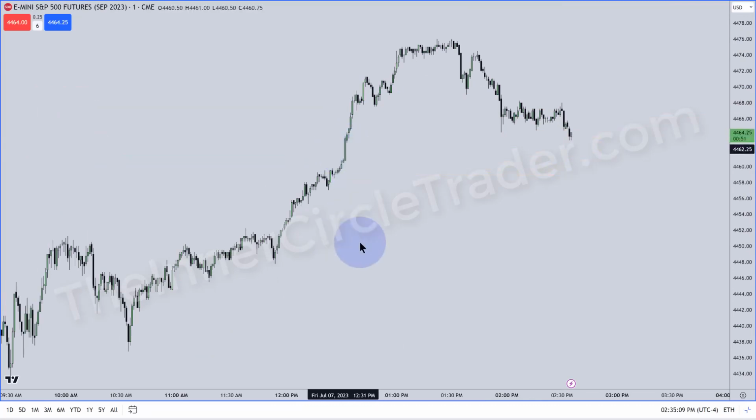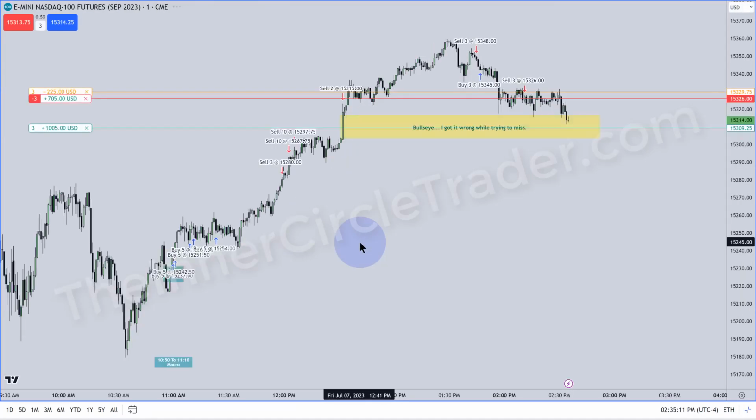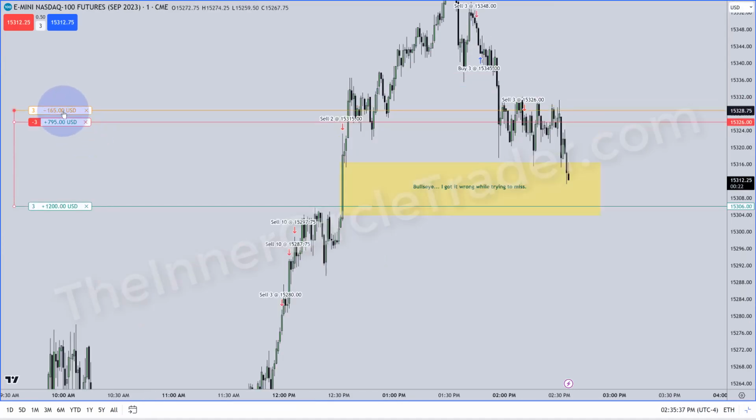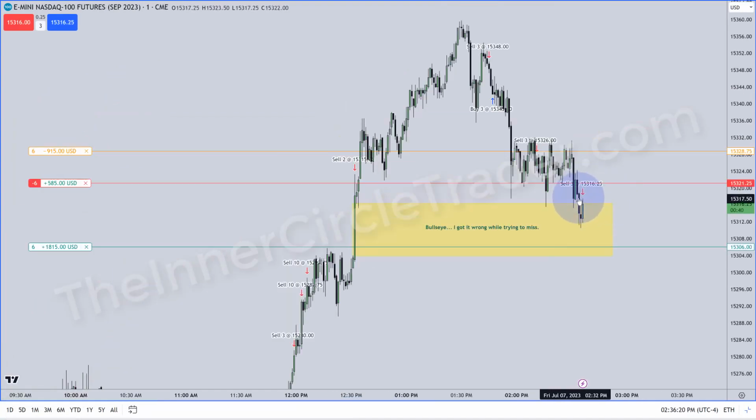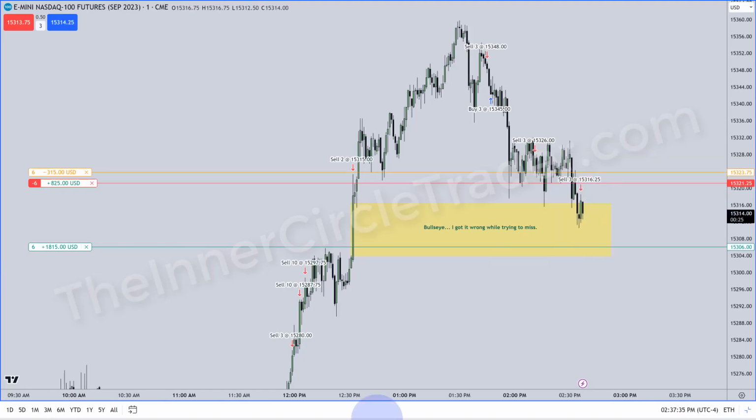ES has the same thing here. Not losing, so it might as well turn into better than 5 to 1. Small little balance right there. If you're paying attention to what the price is doing, this is actually my market maker sell model.